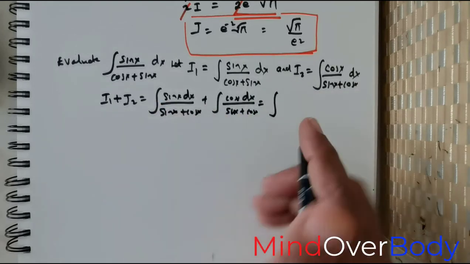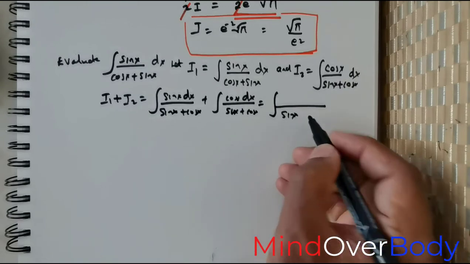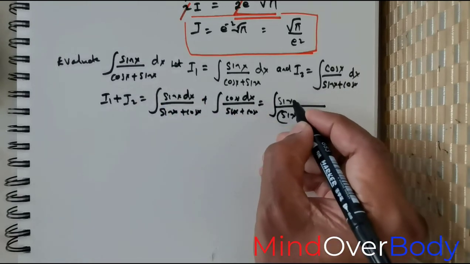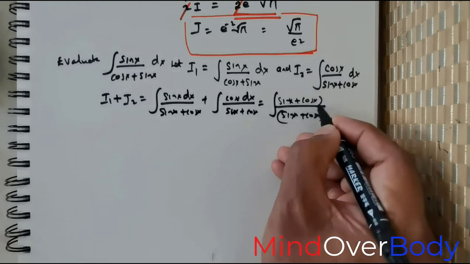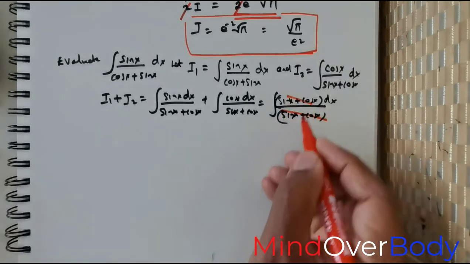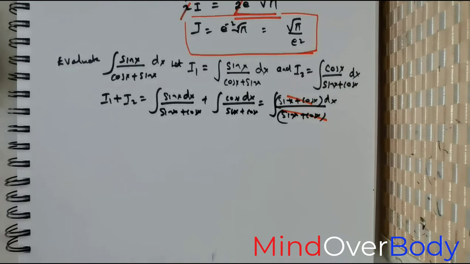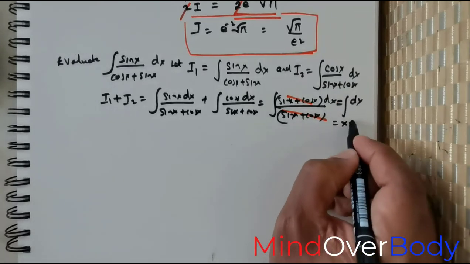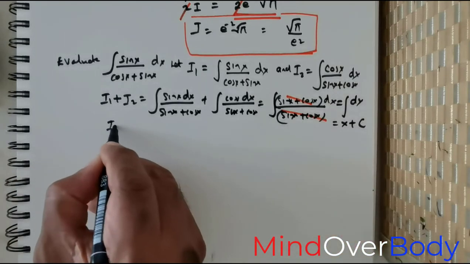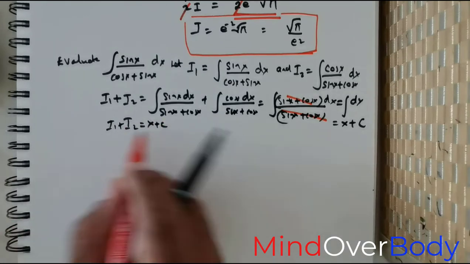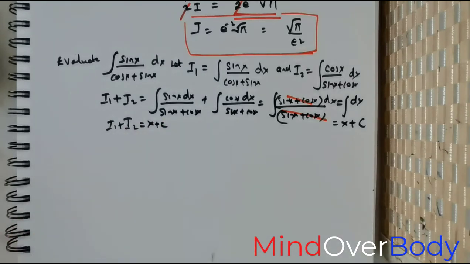Now this can be rewritten as a single integral. The denominator is the same, so I'm just writing it as sin x + cos x. In the numerator, I take sin x and add it with cos x, and I get dx. So clearly we see that sin x + cos x gets neutralized, and we are left with the integral of dx. If I were to integrate this, I get x. That is for I1 + I2. This is what we have got for I1 + I2.